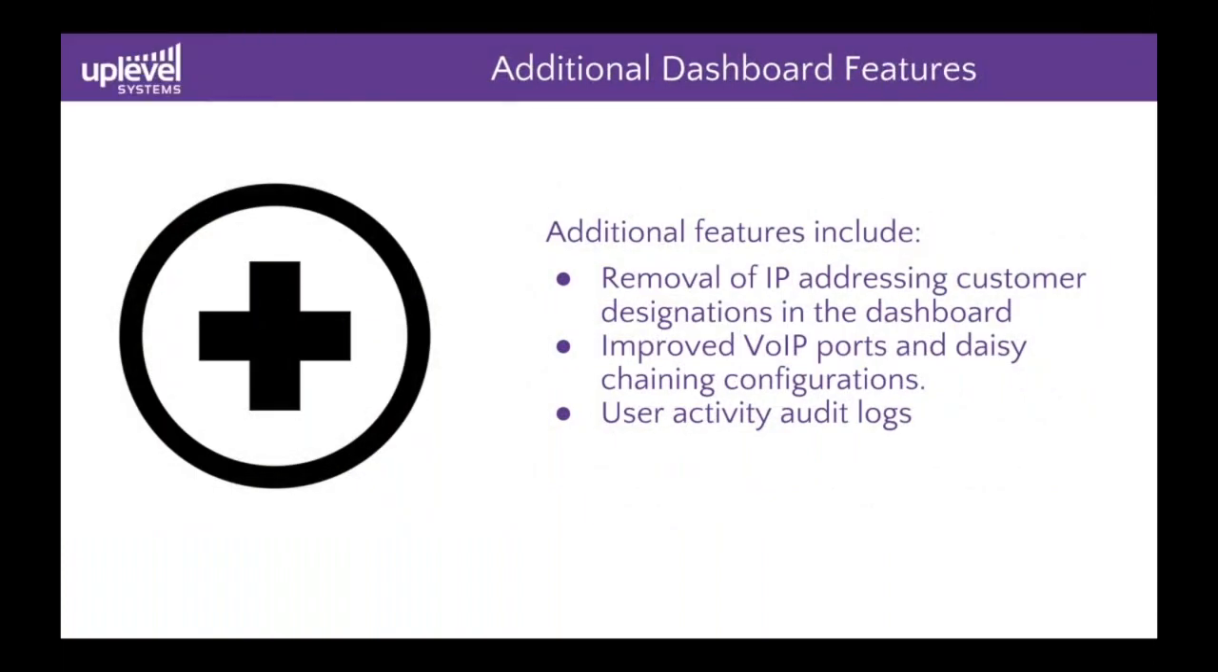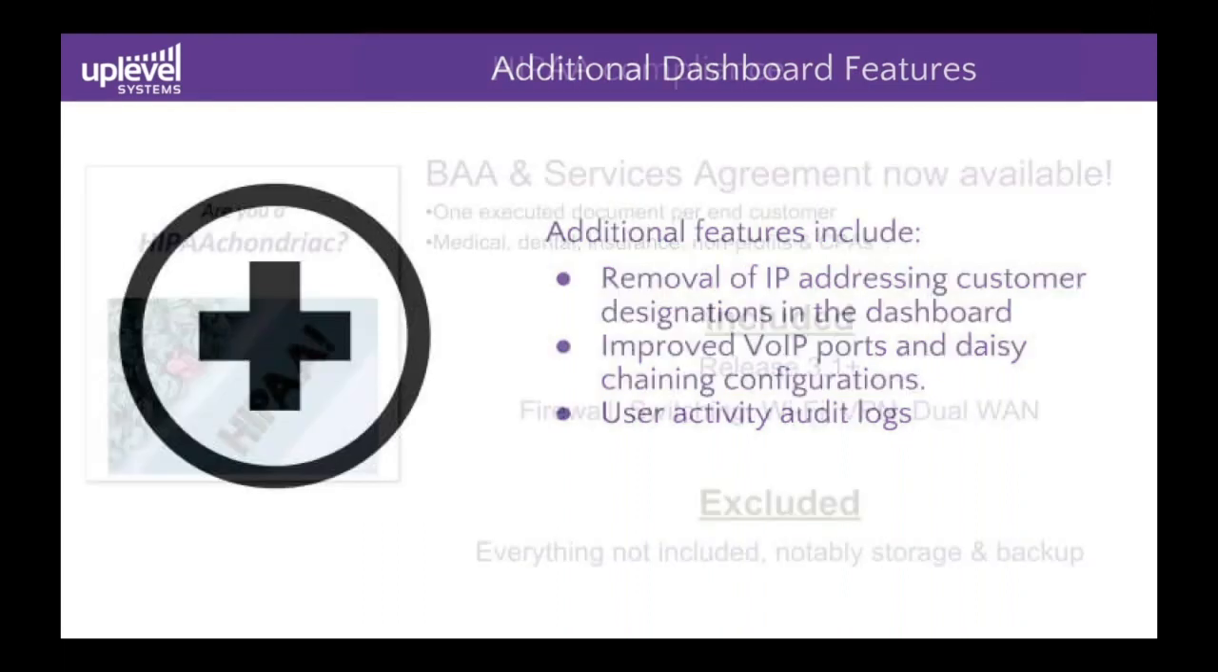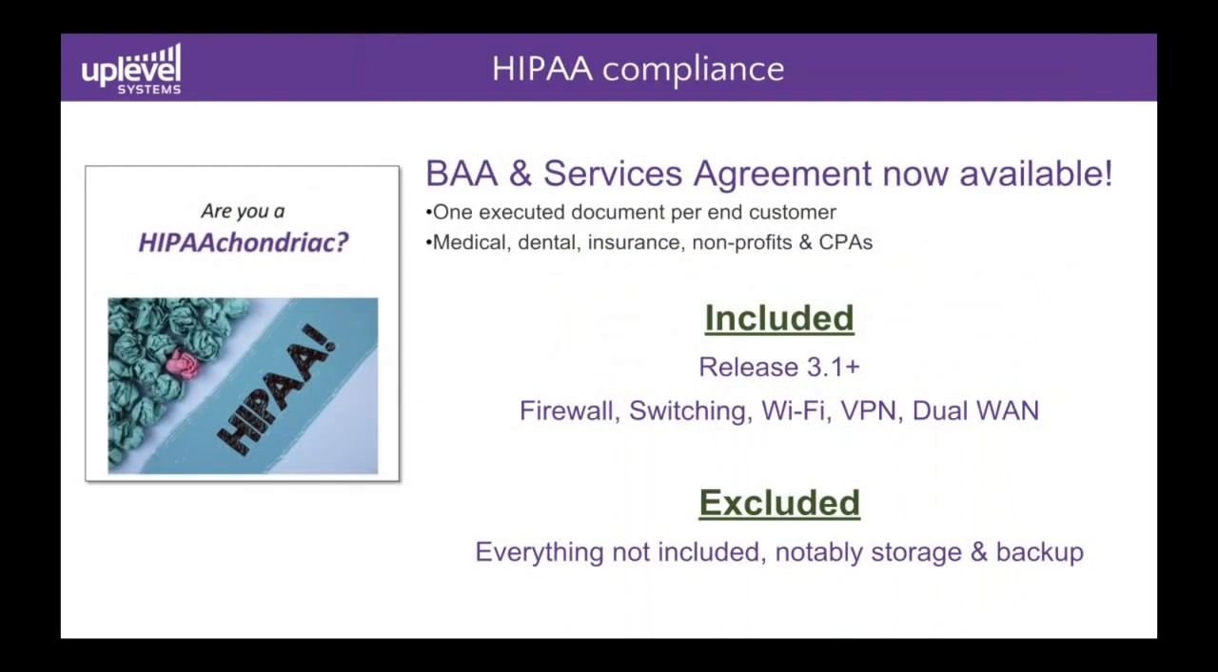There are also additional features you will see in the GUI, like the removal of the customer designation in the IP address scheme and additional Ethernet configurations within the VoIP tab. These are both intended to reduce confusion and improve deployment ease while on site. For HIPAA compliance, the release also includes audit logs of account user activity. So, on that note, we're now signing BAAs and service agreements for HIPAA compliance to keep customers compliant with regulations and verify their data is protected.